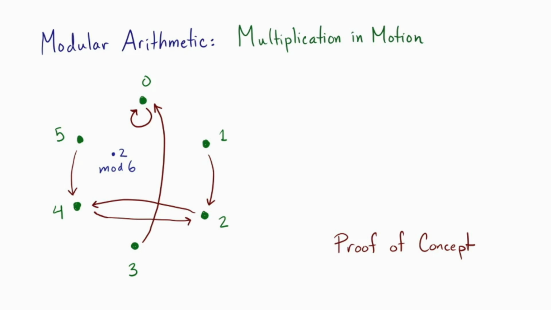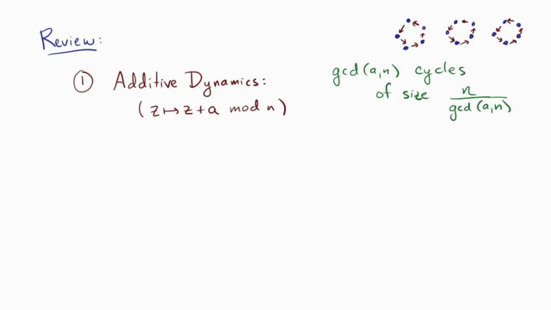In that video and its follow-up, we discovered some things about these portraits and what they might look like in general. We saw that additive dynamical portraits were very regular. They consisted of some number of cycles, all of the same size. We also discovered the number of such cycles. It was the GCD of a and n, so that's how many you have, and then necessarily the size has to be n, the total number of elements, divided by that number.